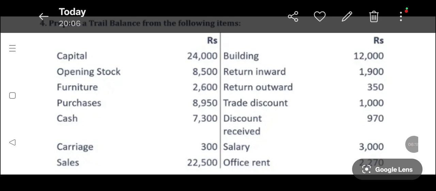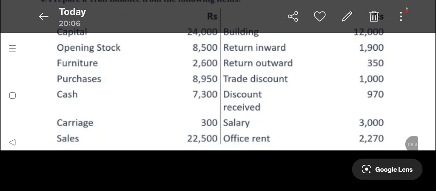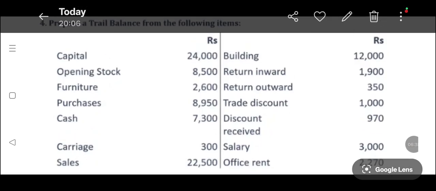Sales income, credit. Building, asset, debit. Return inward means sales return, loss, debit. Return outward means purchase return, gain, a kind of benefit, credit. Trade discount is nowhere shown in the books of account. Discount received 970, credit item. Salary expense, debit item. Office rent expense, debit item.